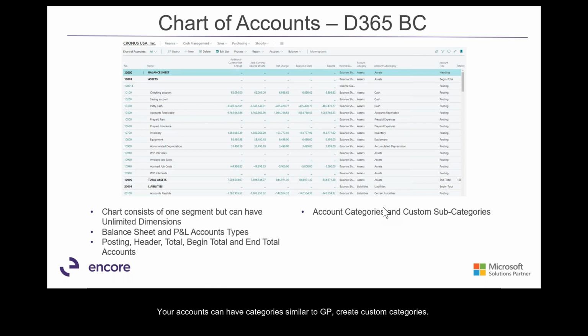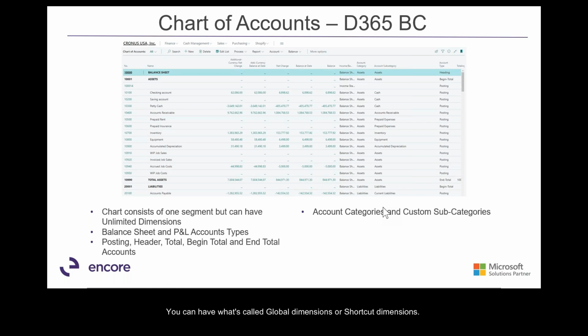Your accounts can have categories similar to GP. You can create custom categories. And instead of being limited to 10 segments, you can have unlimited dimensions. Normally your main account segment in GP becomes your account here on the chart of accounts, and then your segments normally become your dimensions.